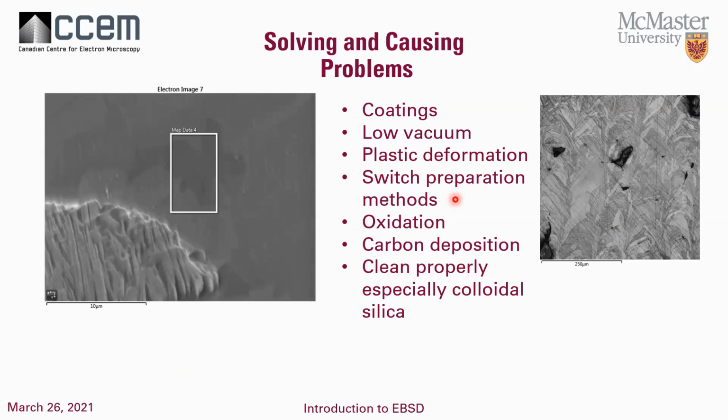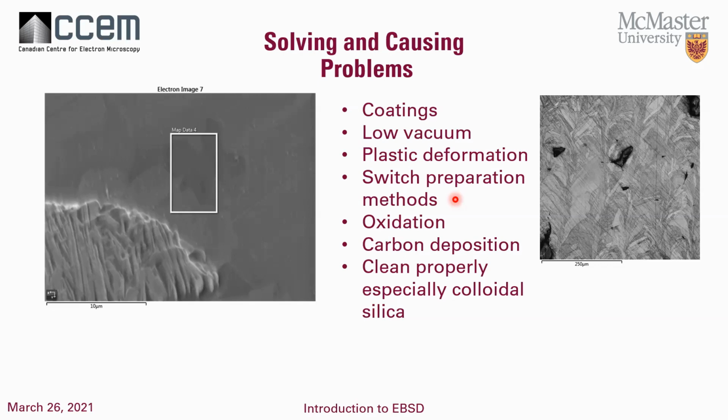So sometimes your preparation and what you're doing will cause problems for doing EBSD. In the case of coatings, we don't want to put a heavy metal coating on the surface. This will block getting any pattern from the surface. If you have gold at some sort of substantial thickness, you will not get any pattern from the material. You'll get patterns from the gold if it's crystalline.